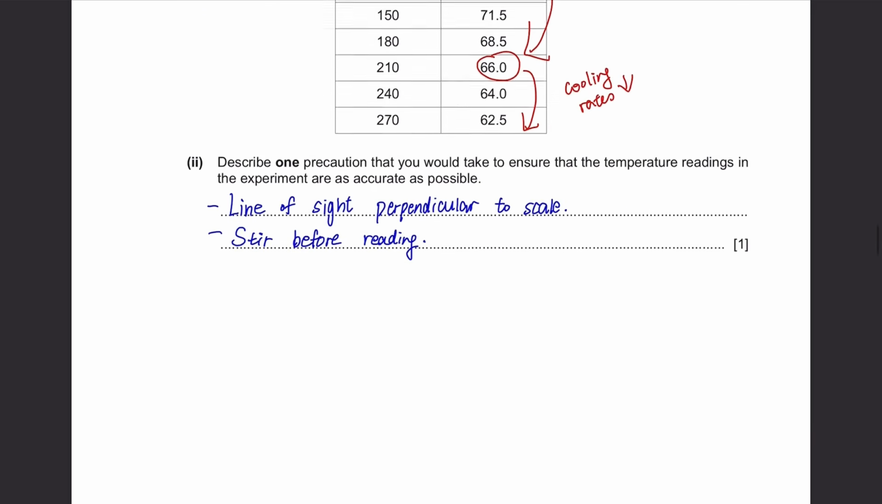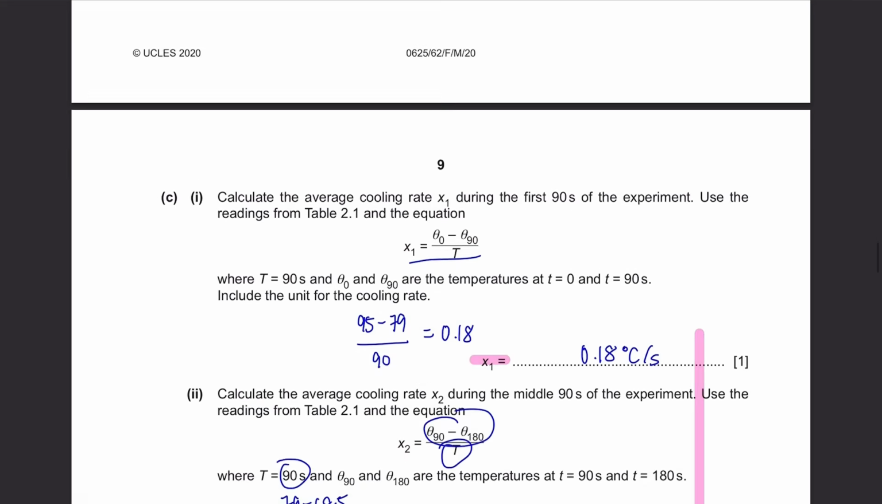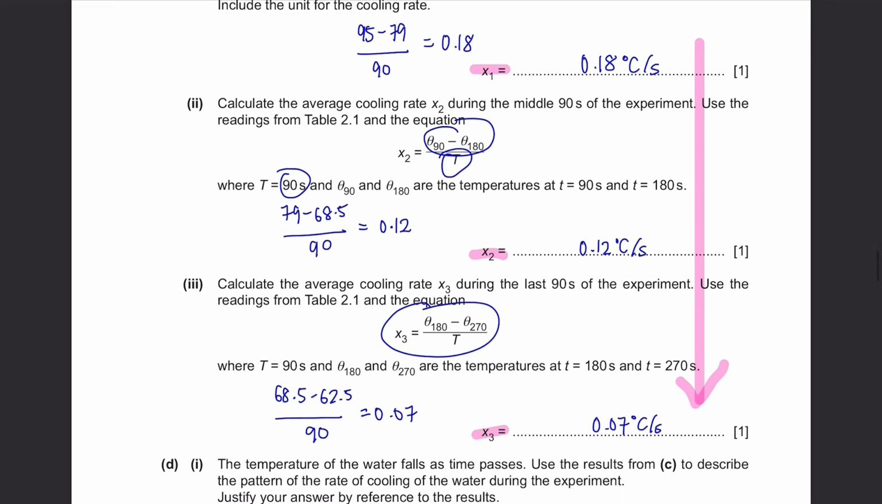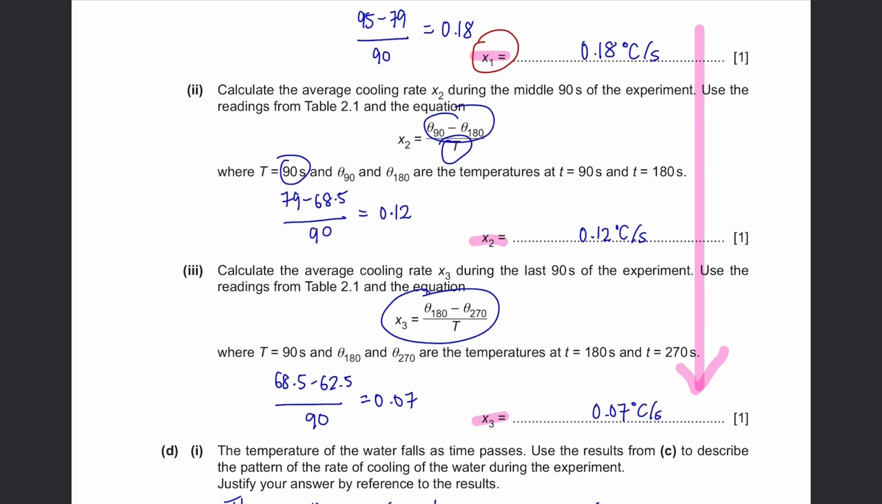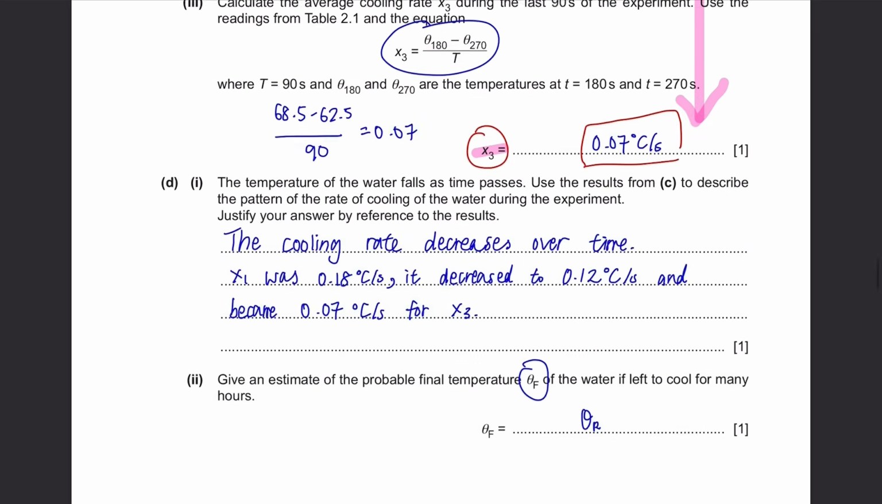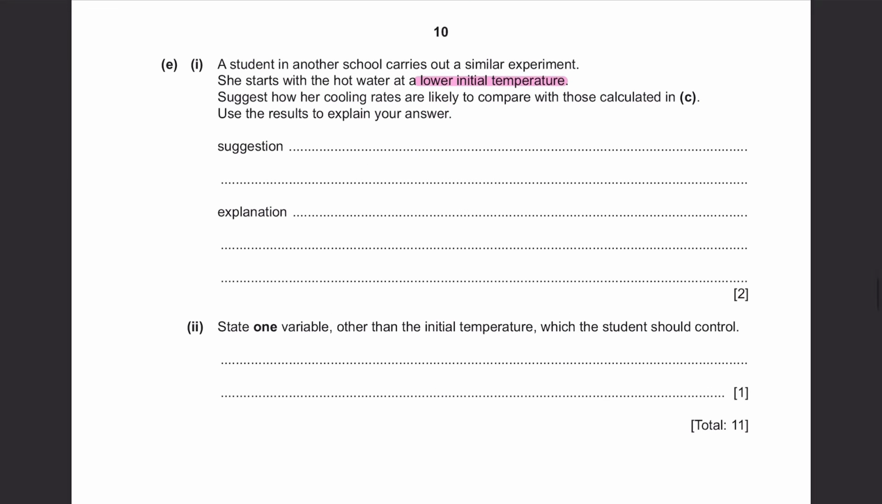And also we can explain using our results. For x1, when the initial temperature was high, the cooling rate was 0.18 degrees Celsius per second. But as the initial temperature decreased, at x3, it decreased to 0.07 degrees Celsius per second. So we're going to state these two values and say that the cooling rate is lower at lower temperatures.